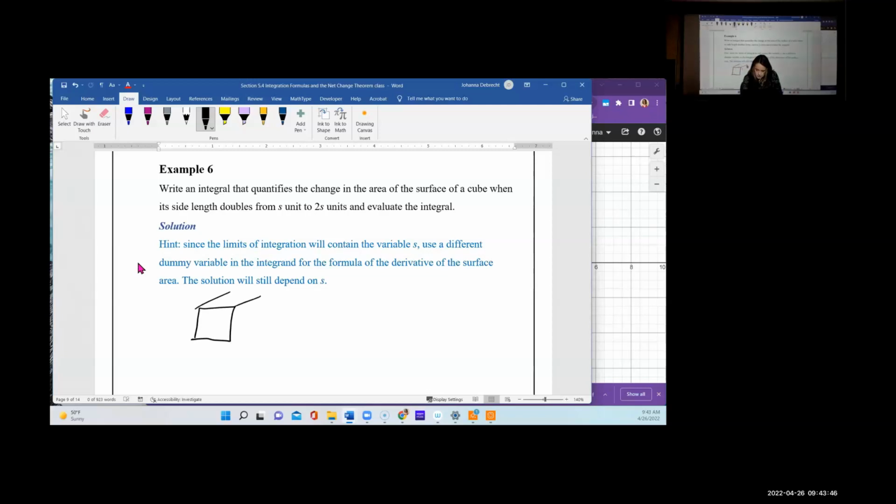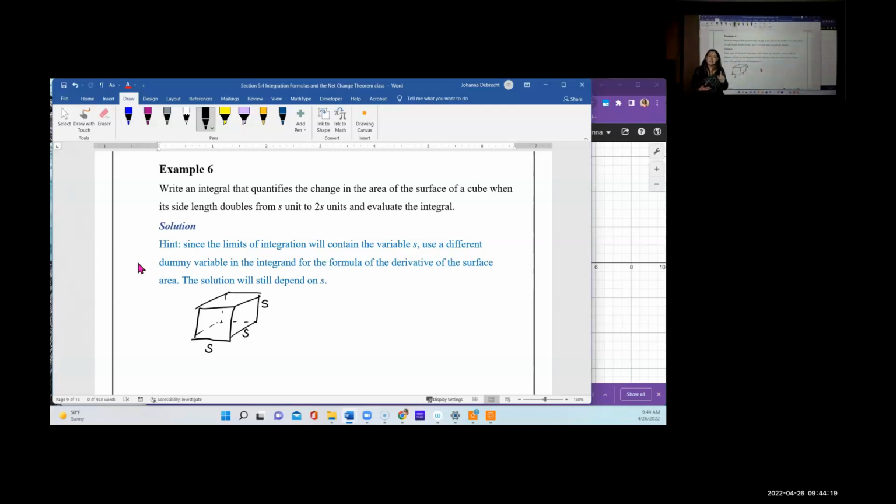And a cube, all sides are squares, right? Which means this is S, and this is S. And we want to talk about the surface area on this cube. So the first thing we need to do is come up with a formula that relates the surface area to the variable that is changing. The change is occurring in the side length, which is going to double from S to 2S.